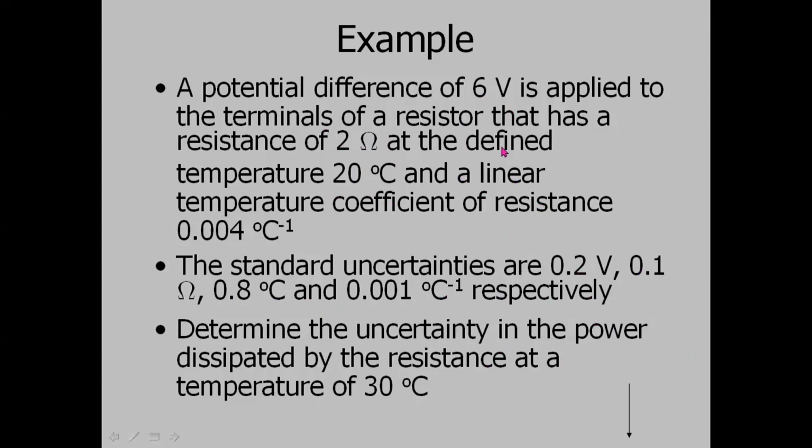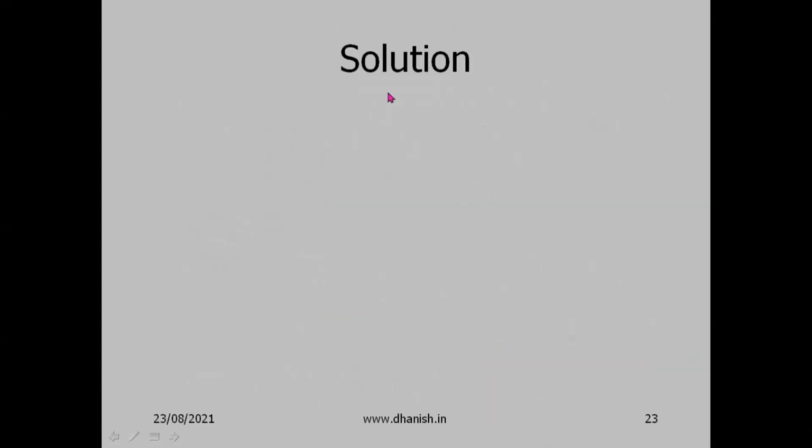The first step is to identify what are the input variables. So there are 4 input variables. Next we have to determine the mathematical model. What is the model? Power equal to V square by R naught into 1 plus alpha into T minus T naught.